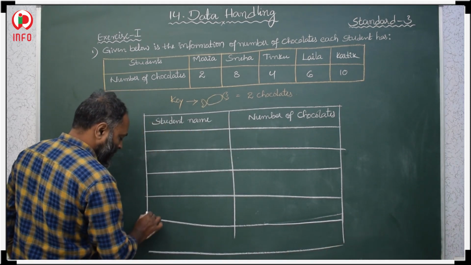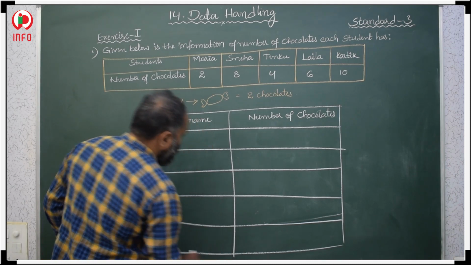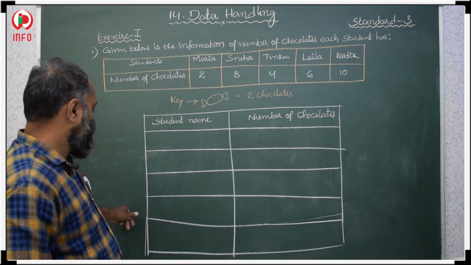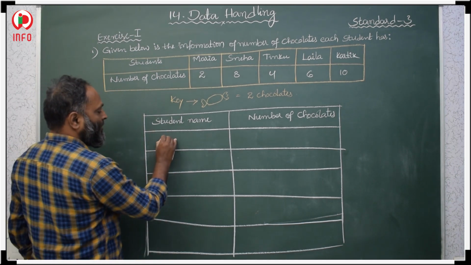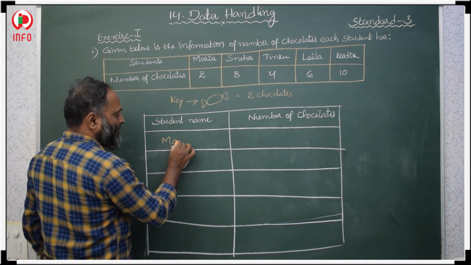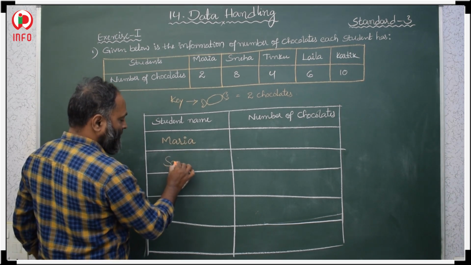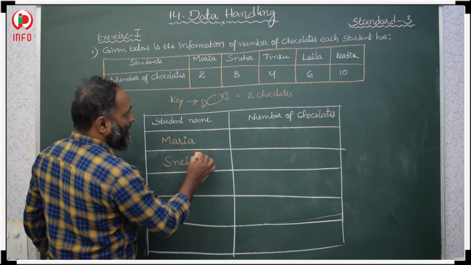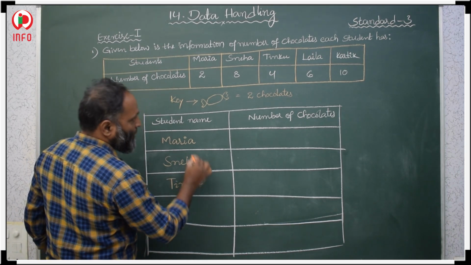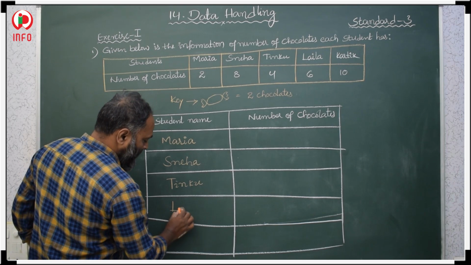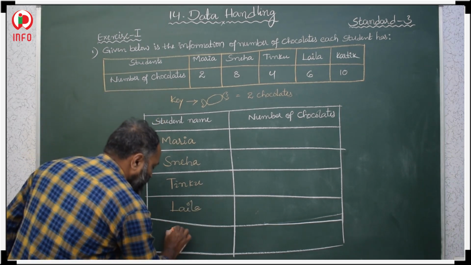So, see here how to draw a pictograph. First we should write the student names. First name is Maria. Second name is Sneha. The third name is Tinku. The fourth student name is Laila. The fifth name is Karthik.